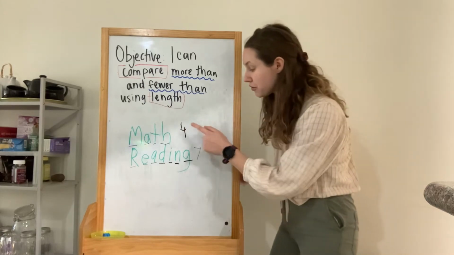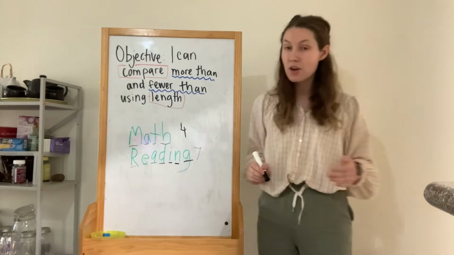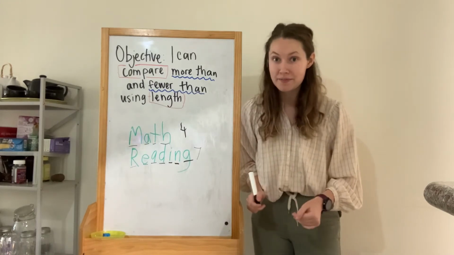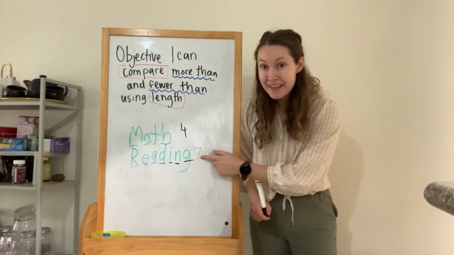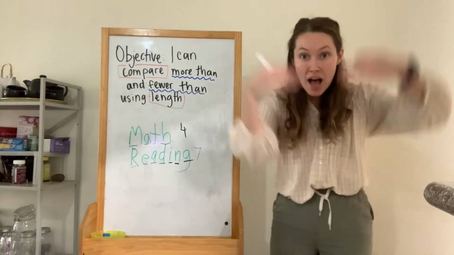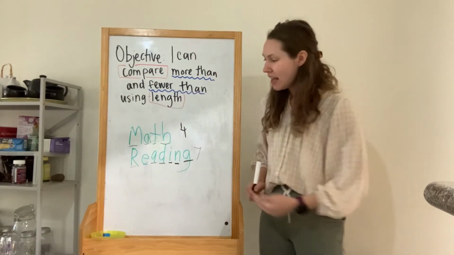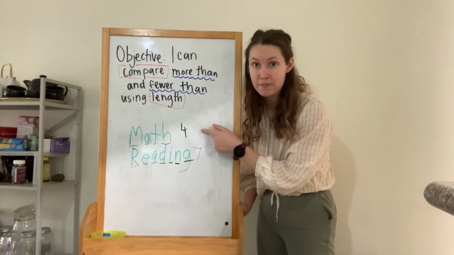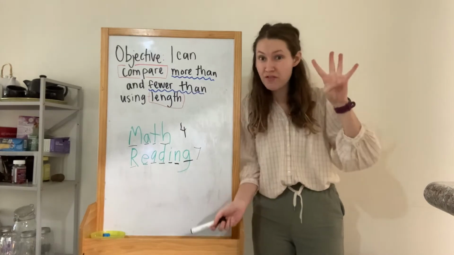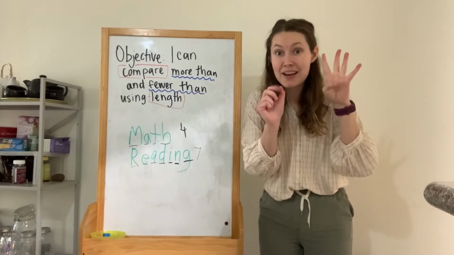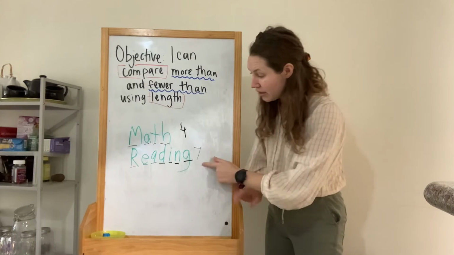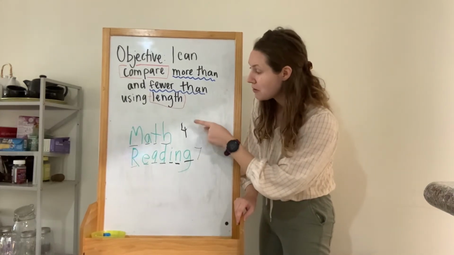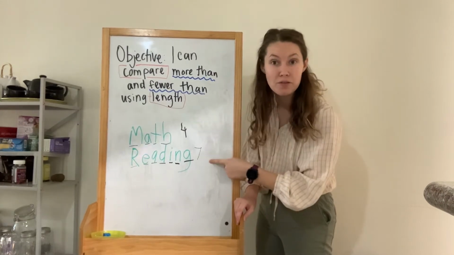Now let's compare those numbers, 4 and 7. Which number is more? Which one is a bigger number? 7. When we're counting up, our numbers are getting bigger, right? And we say 7 after we say 4. 4 is a smaller number. 1, 2, 3. This is only 4. We would still need to add 3 more to make 7. So our word reading has more letters than our word math. Math has fewer letters than our word reading.